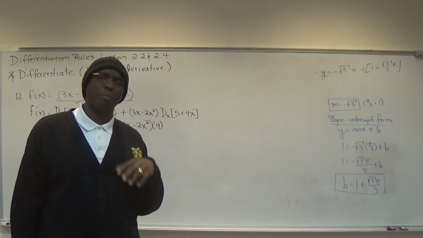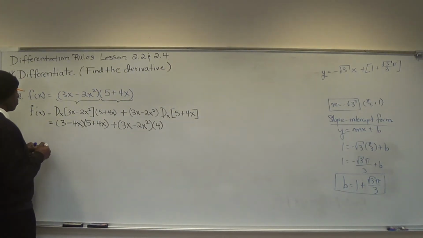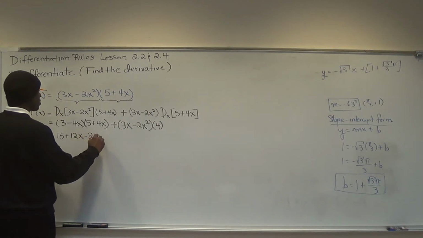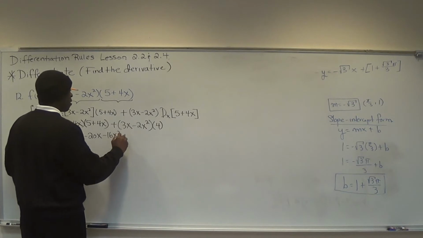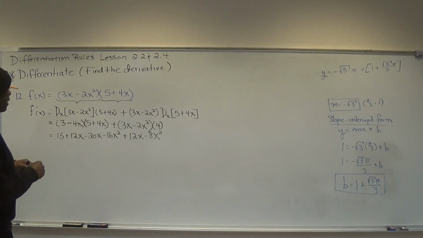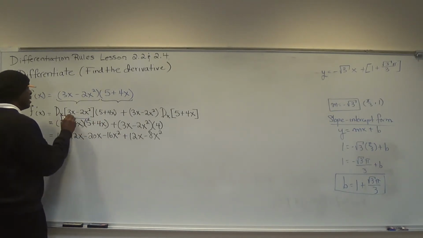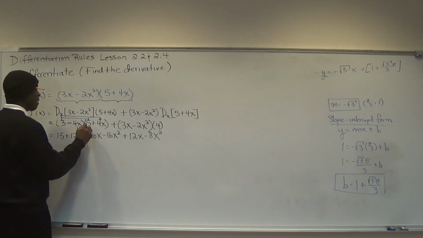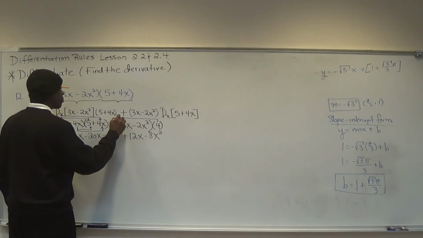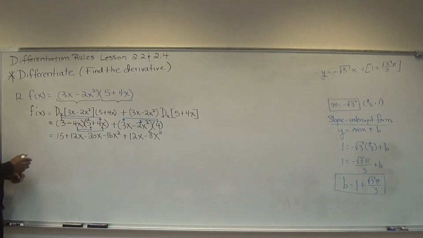Now it's a matter of doing the arithmetic, multiplying, combining like terms, and that's it. So let's multiply now. And so we're going to have 15 plus 12x minus 20x minus 16x squared plus 12x minus 8x squared. That's the multiplication piece. And how did you multiply? Here's what I did. I took 3 times 5 first, and then 3 times 4x, and then negative 4x times 5, and then negative 4x times 4x. And then I multiplied 4 times 3x, and then 4 times 2x squared to get that expression.